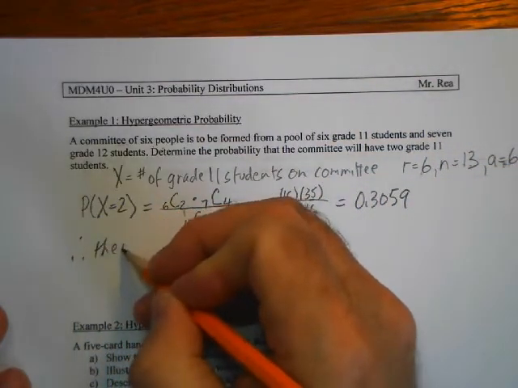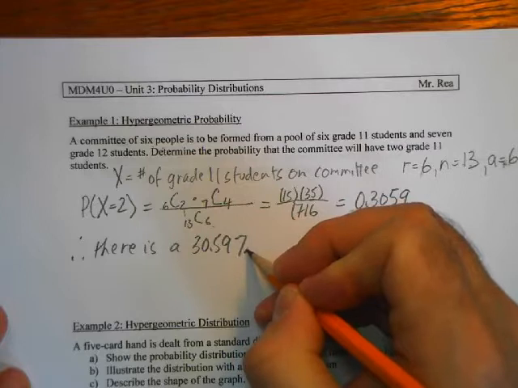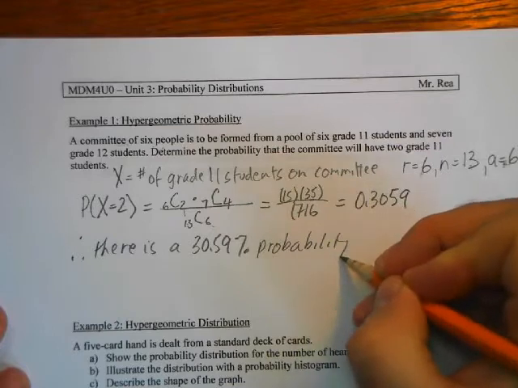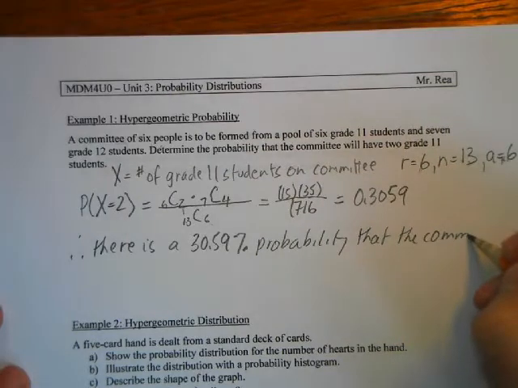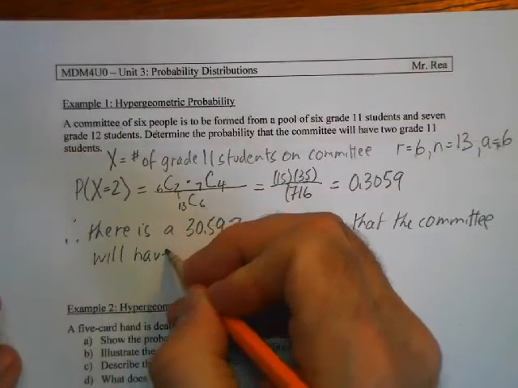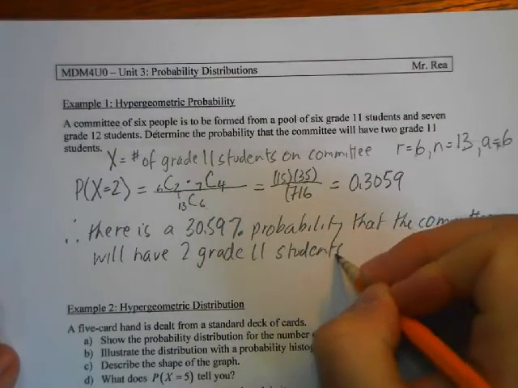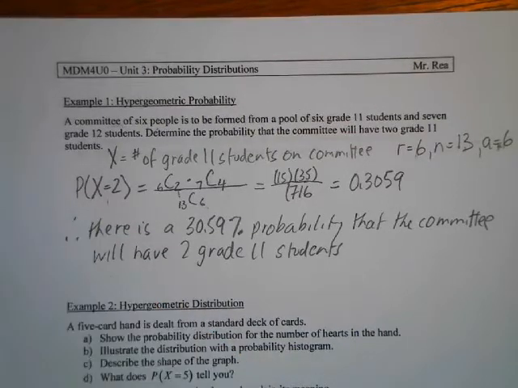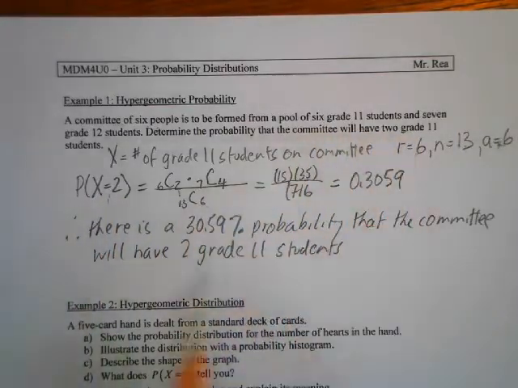Therefore, there is a 30.59% probability that the committee will have 2 grade 11 students. Okay, and that's exactly 2. It doesn't mean 3 or more. It's exactly 2. You get that from X equals 2, which came from the original question. We'll have 2 grade 11 students.